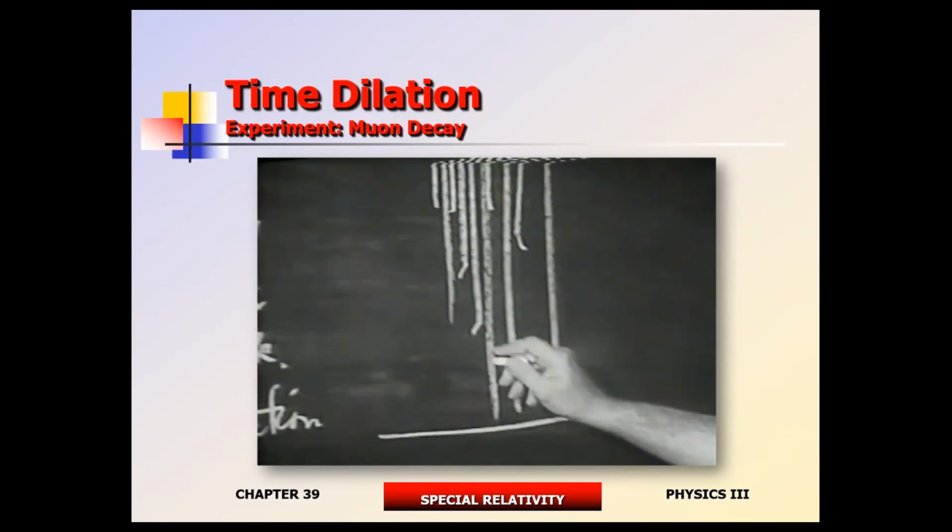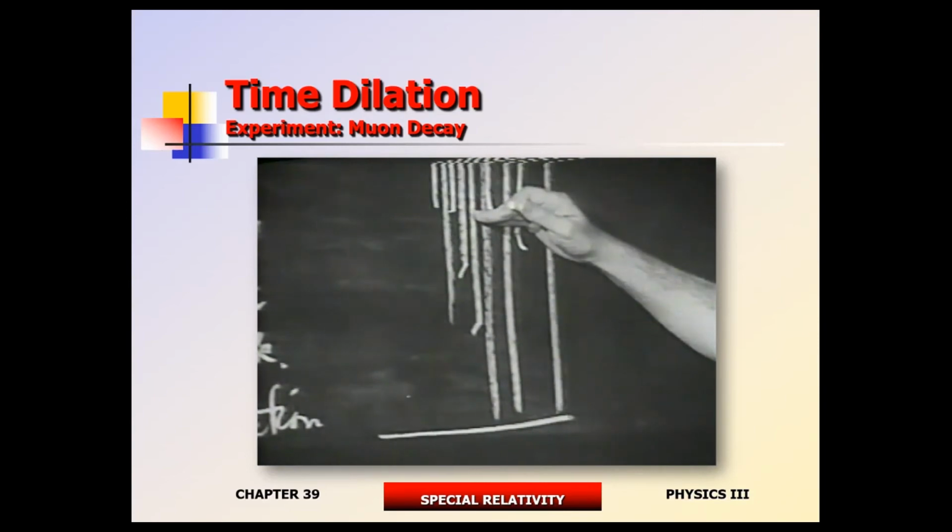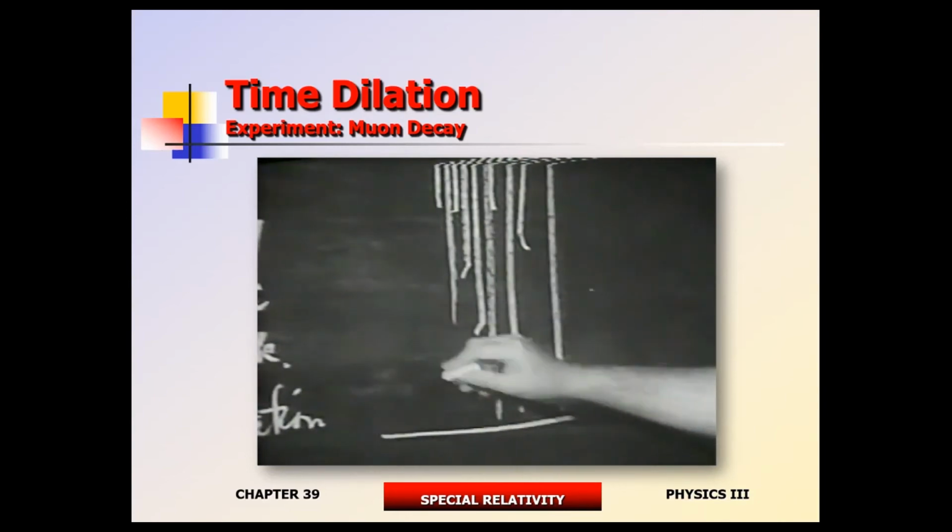Or, to put it differently, as viewed from the frame of reference of the mu meson, the Earth's atmosphere, rushing upward at nearly the speed of light, is Lorentz contracted to such a degree that the particle can easily make it all the way to the ground in only 2 millionths of a second.